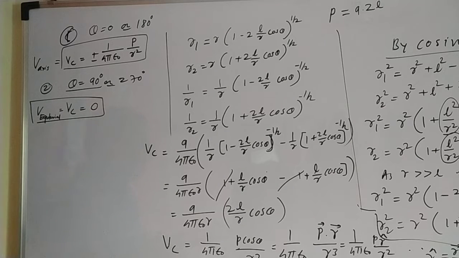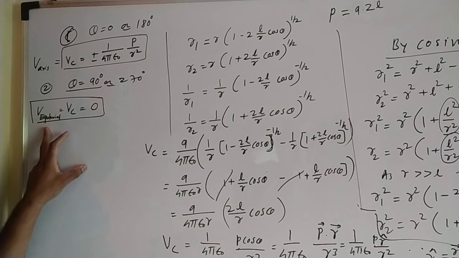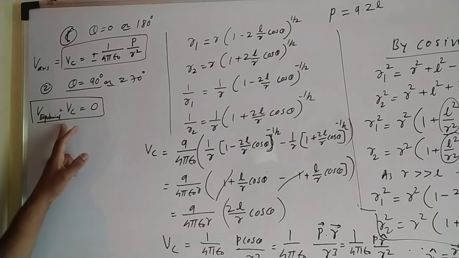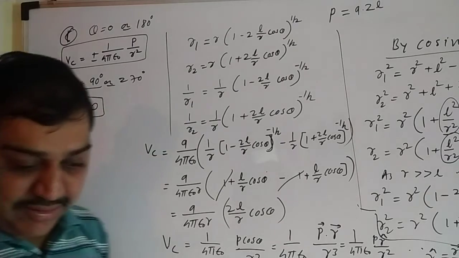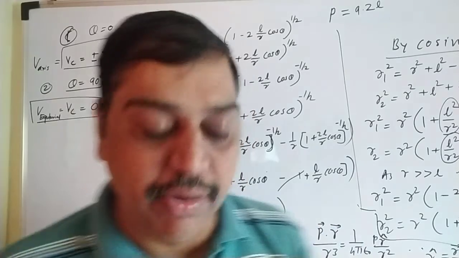So electric potential has minimum value when theta is 90 degree, that is on equatorial line, and electric potential is maximum on axis, its value is this, minimum on equatorial, its value is this. So this is nothing but the derivation of electric potential that we have derived here.